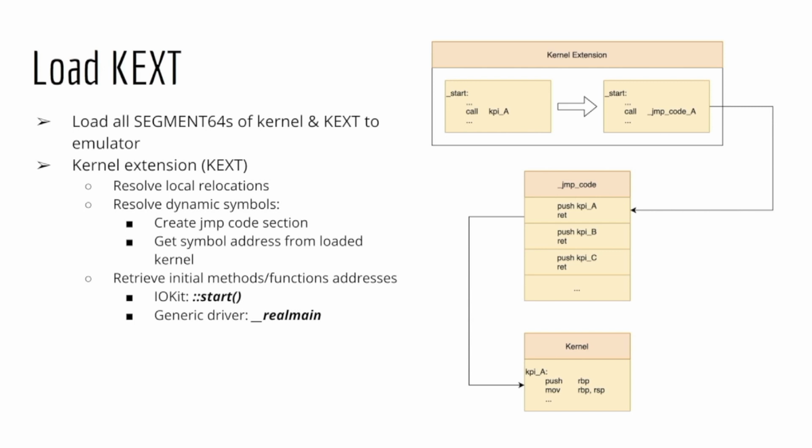Besides, like a normal application, I have to resolve local symbols and some other dynamic symbols of the case. However, the kernel exports its KPIs through some dependencies, so it is necessary to create a jump code as a kind of indirect calling. Next, a driver will run from its initial function, and this entry address can be extracted from the binary symbol. For an IOKit driver it is the start method, and for a generic driver it is the address stored in the real main symbol.